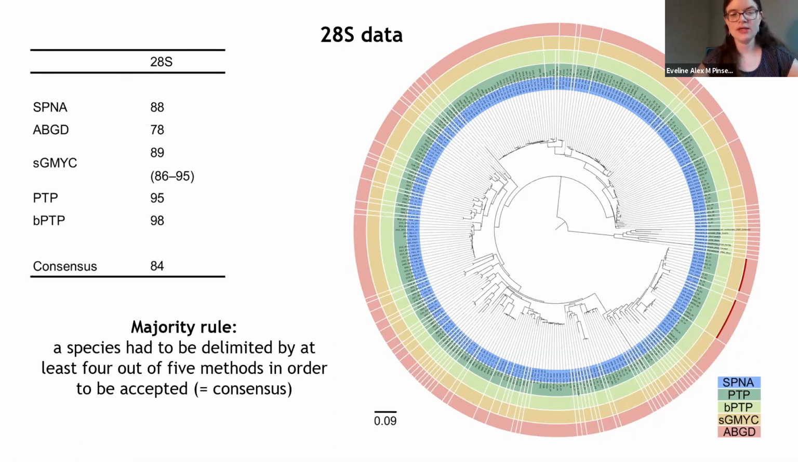Now, what I then typically do is I use a majority rule. So I say, well, in order for one of these species to be accepted as a species, I actually have to find it in at least 4 out of 5 methods in order to accept it. So doing that for 28S, we found that there's actually 84 that could be classified as a species.